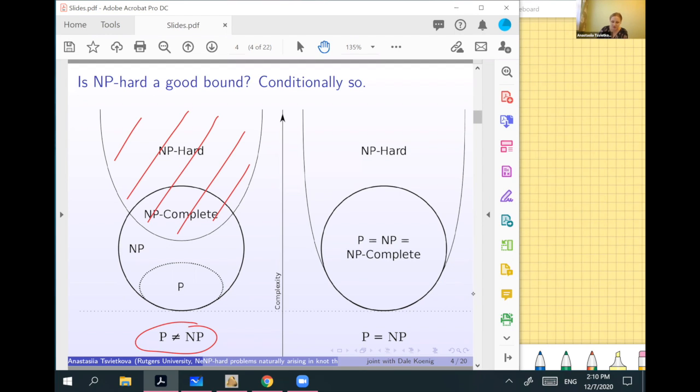And usually it is seen as the first sensible lower bound on complexity. However, now conjecturally, people think that there are also some classes here between P and NP-hard. There is, for example, something called quasi-polynomials. It might be somewhere there, but again, it's conjectural. No one knows where exactly it is. So we will be talking about problems that are conditionally hard.